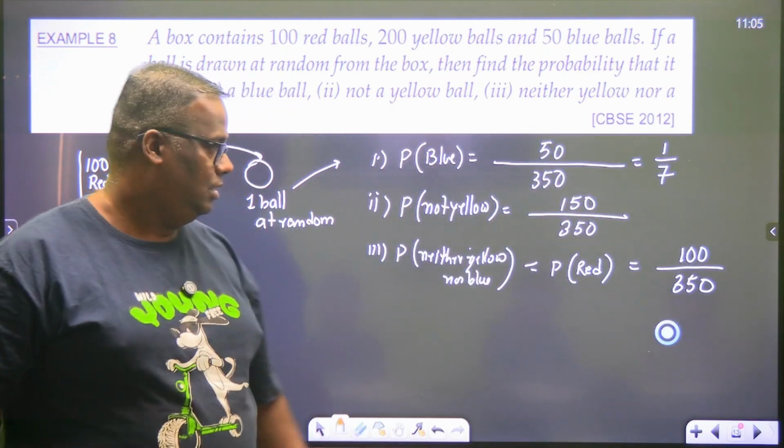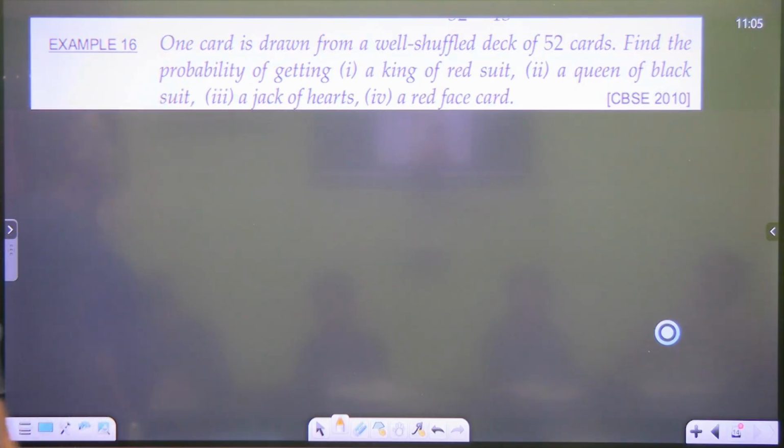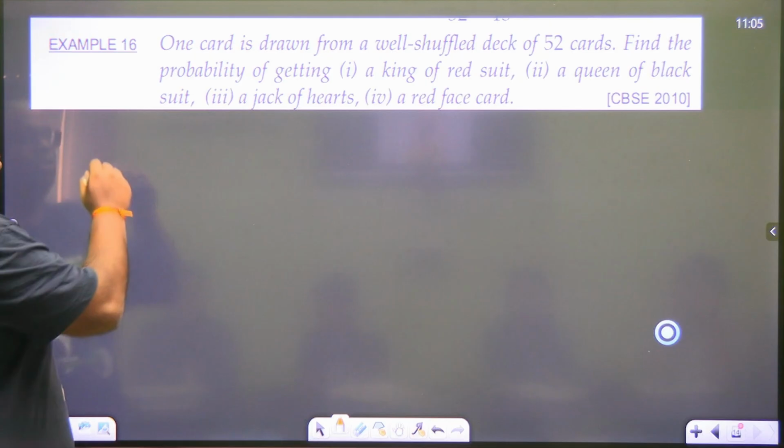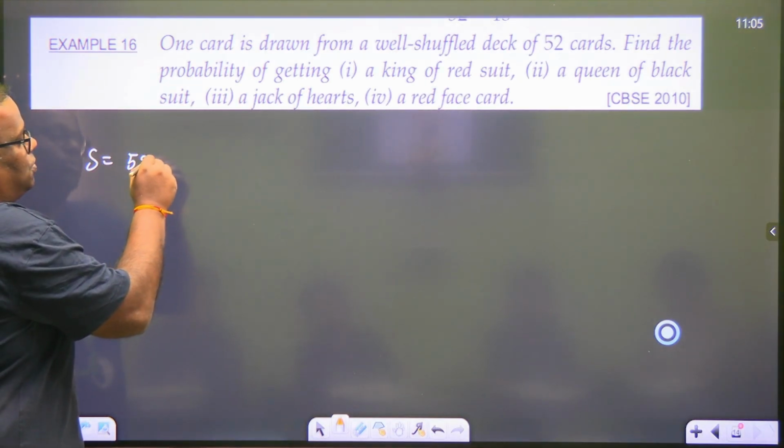ठीक, चलो जो करते हैं, cards. So how many cards do you have? Your sample space has 52 options.